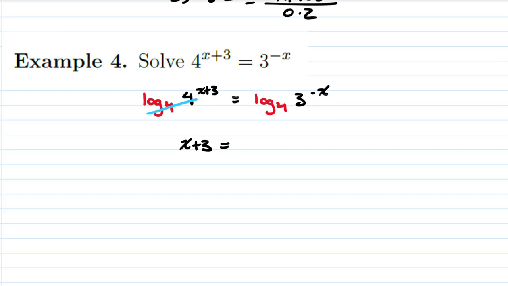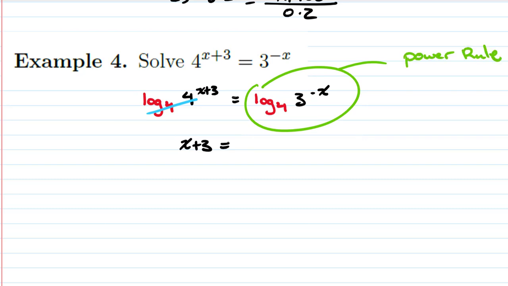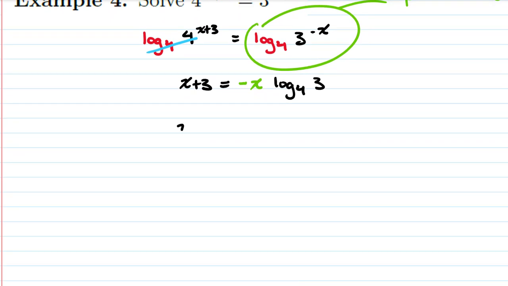On this side over here, I have to use my power rule for logarithms. And the power rule for logarithms says that the exponent, the negative x, goes out in front. So that gives me negative x times the logarithm base 4 of 3. So I'm going to rewrite this as x plus 3 is equal to the negative logarithm base 4 of 3, in parentheses, times x.